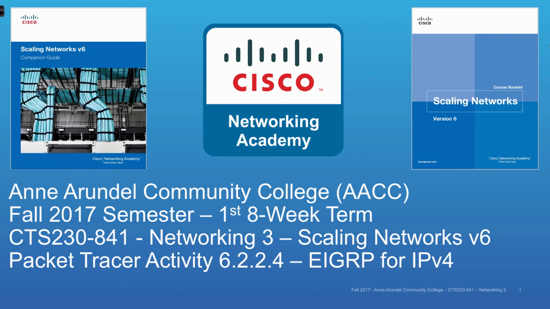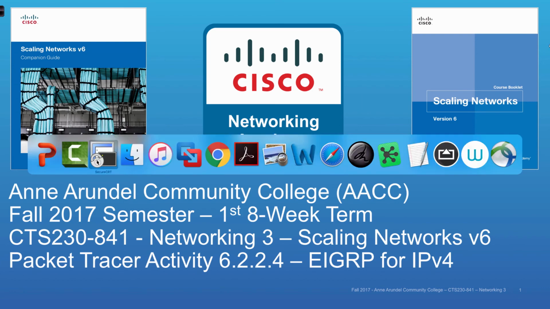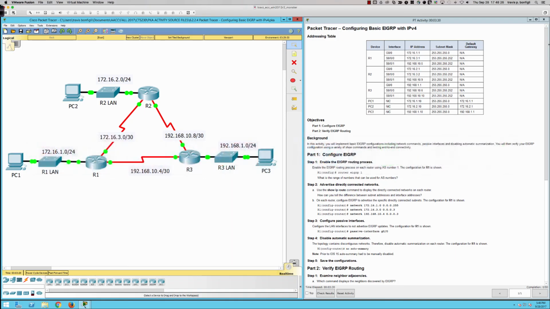And this evening's Packet Tracer tutorial and solution set is going to be for Packet Tracer Activity 6.2.2.4, where we're going to be taking our first look, transitioning away from the layer 2 technology of spanning tree. We're now going to start taking a look at the dynamic routing protocols, and we start with Cisco's EIGRP, and we'll also be making reference to the RFC, which is RFC 7868.